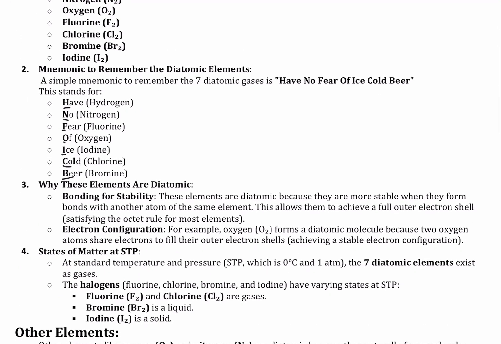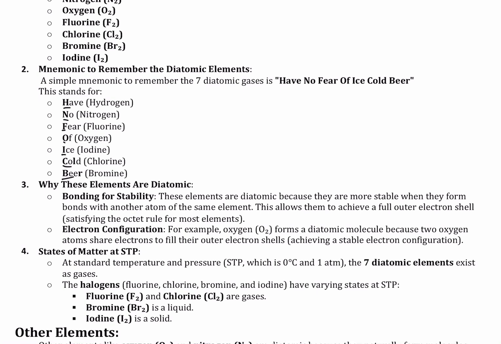Another question that comes to mind is, why are these elements even diatomic? Number 1 is bonding for stability. These elements are diatomic because they are more stable when they form bonds with one another of the same element, which allows them to achieve a full outer electron shell and satisfies the octet rule. And also electron configuration. Why is this important?